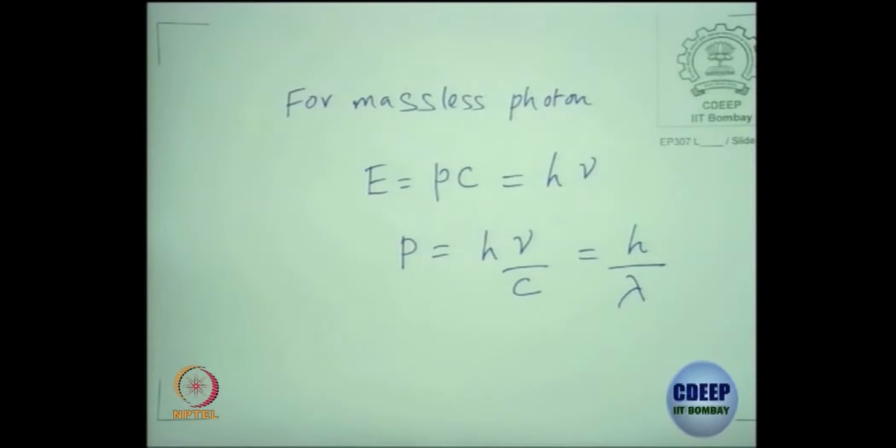lambda, right. So, this is what the first equation, E equal to Pc, is for the massless case, Einstein's energy-momentum relativistic equation, and Planck's hypothesis is E equal to h nu, from which you can show that the momentum is h over lambda. Okay, so that is what I have written here.